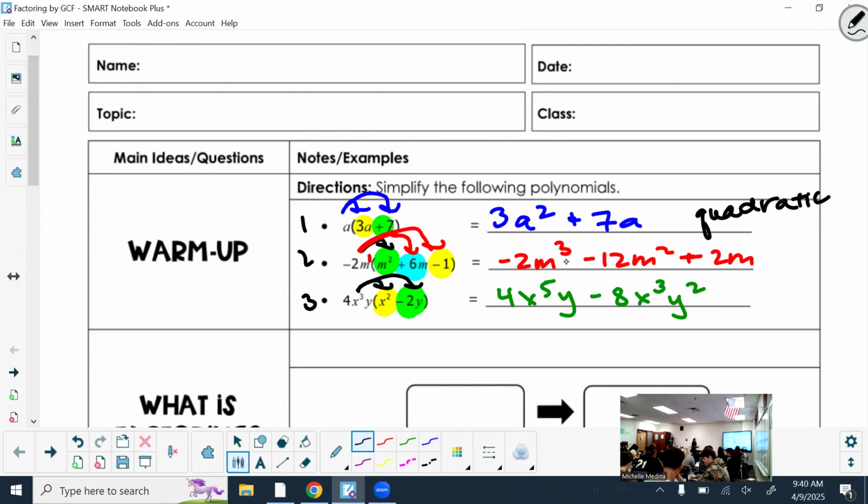This one right here has something cubed, so that is what makes it not quadratic, and there's something higher than something squared there. This one's actually called cubic, although you don't really need to know that this year.